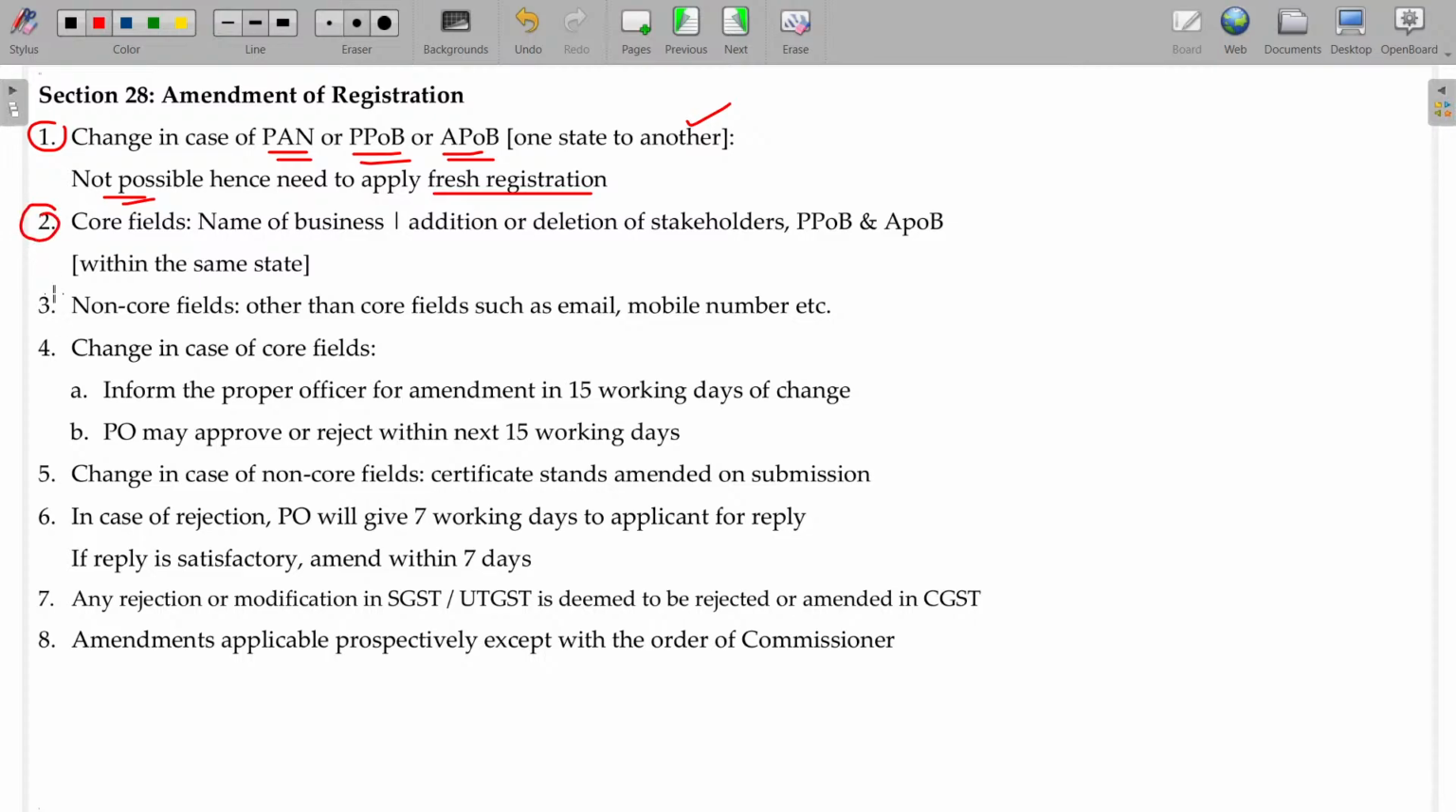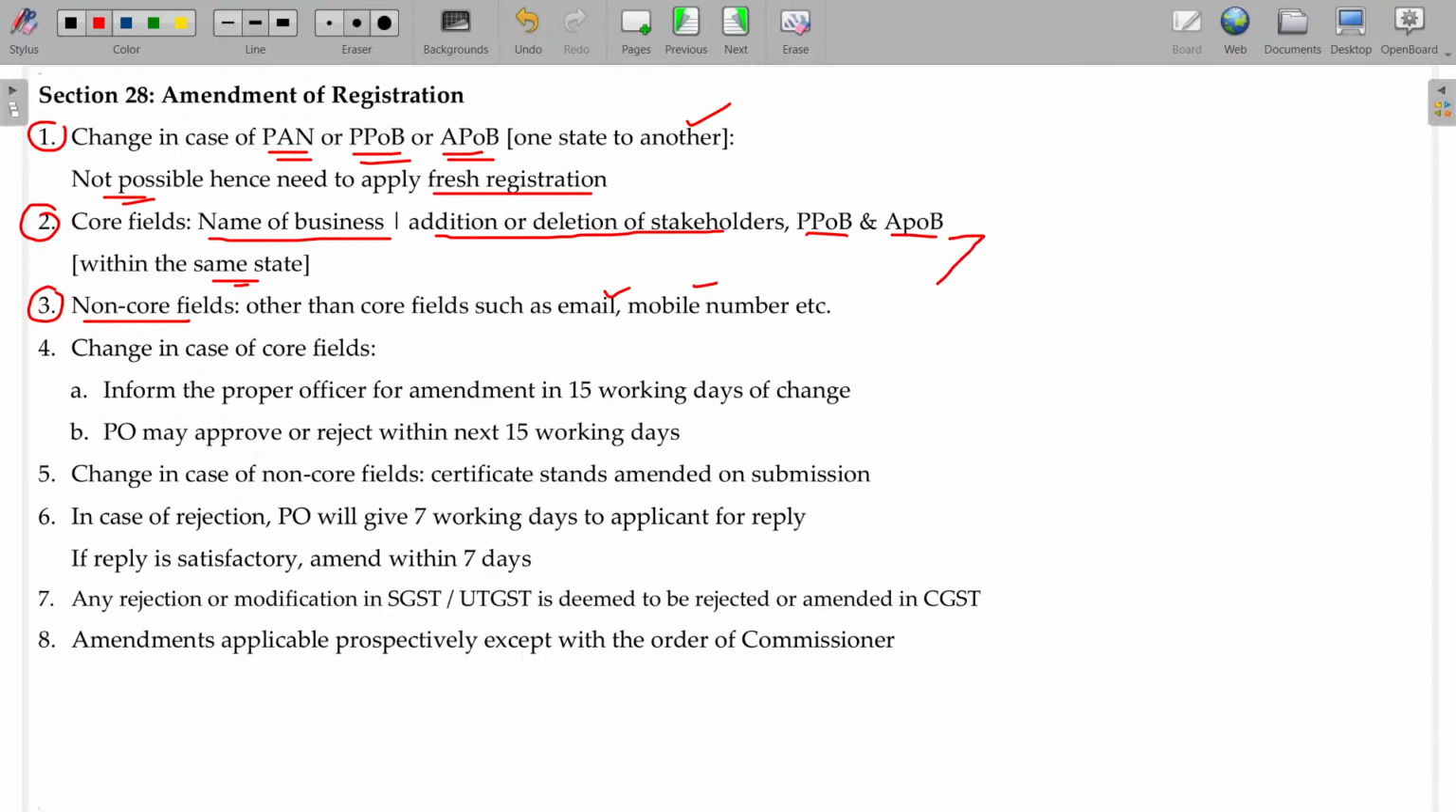And all the details you feed in at registration time are classifiable as core fields and non-core fields. In case of non-core fields, you can change them yourself, and it is changed automatically. But in case of core fields, especially name of business, addition and deletion of stakeholders, principal place of business as well as additional place of business within the same state, not the other state, within the same state. These are called core fields. Other than that, like email and mobile number, are called non-core fields.